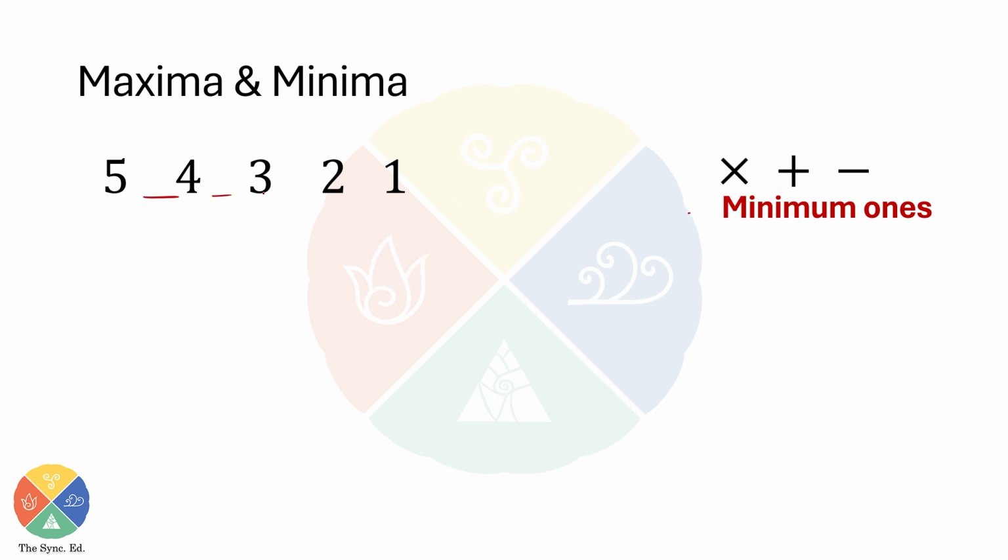You have to fill in these 4 gaps using 3 operations. That means minimum once. The condition is minimum once. You have to use them at least once. And you have to find me the minimum possible value. Find me the minimum possible value.